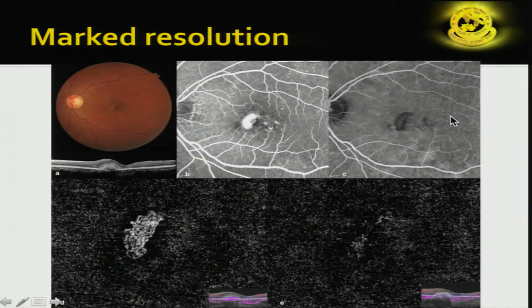So actually, how do you classify regression by this? We don't have very definite answers. This is one paper which has been accepted, which we did on idiopathic membranes, and we have given certain criteria. Now we defined something called marked resolution, where we see that after an anti-VEGF injection, the neovascular network gets highly fragmented, and the size also reduces by more than 50%.